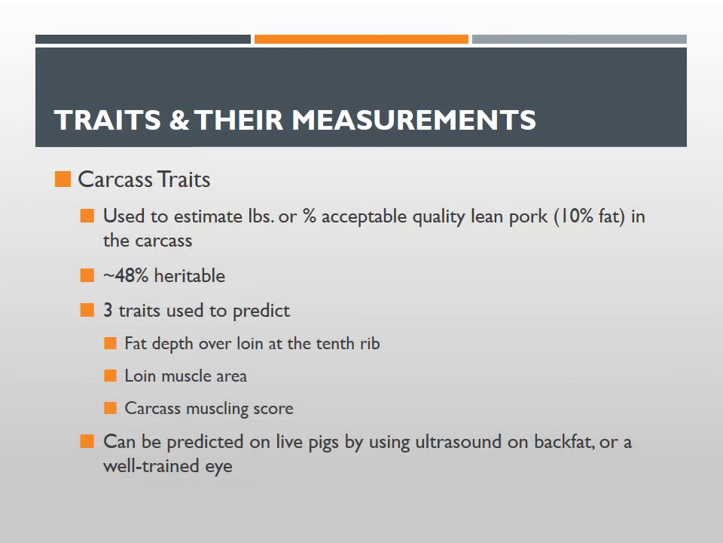Carcass traits, we use this to estimate the pounds or percent of acceptable quality lean pork, which would be about 10% fat in the carcass. And look at this number, 48% heritable. So frankly, this is one of the easiest traits to select for, and there's three things that we use to predict this. The amount of fat over the loin at the 10th rib, which would be basically what you saw in the previous slide, that gentleman measuring, loin eye muscle area, and the carcass muscling score. Again, we can predict it in live pigs with that ultrasound like you saw in the photo, or there are some pretty good trained eyes out there.